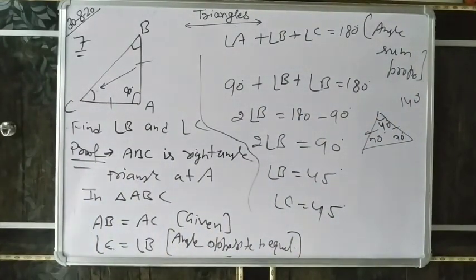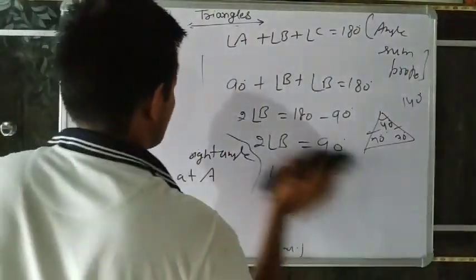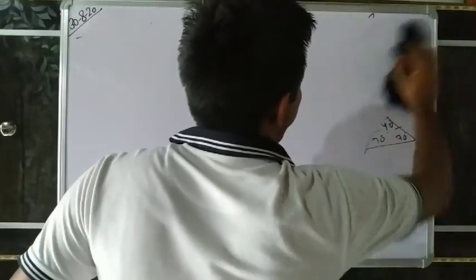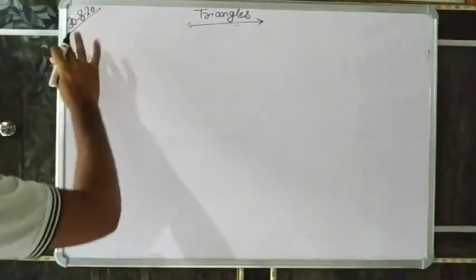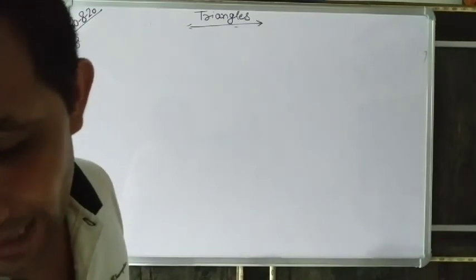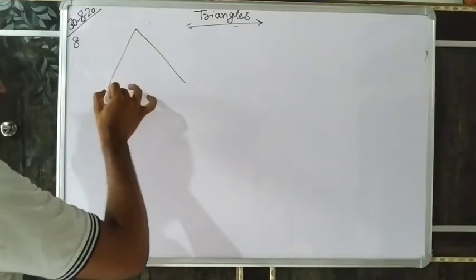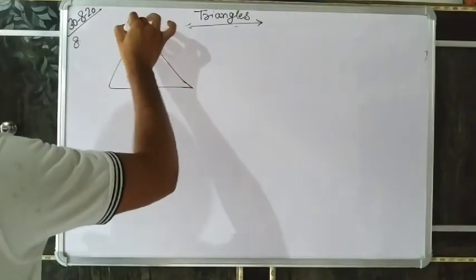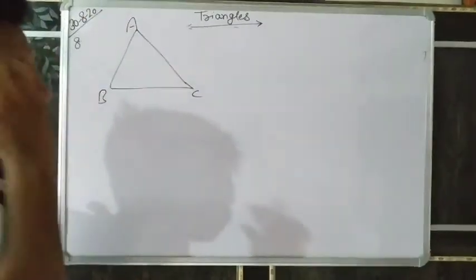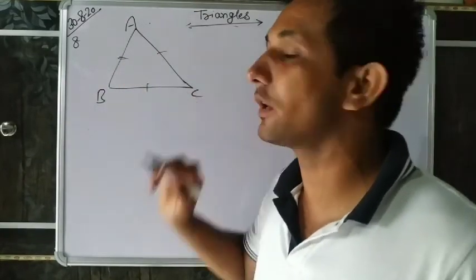Last question of 7.2. So note it down and write the reason every time. Eighth question: show that the angles of an equilateral triangle are 60 degree. ABC is an equilateral triangle. Equilateral means a triangle in which all three sides are equal to each other.